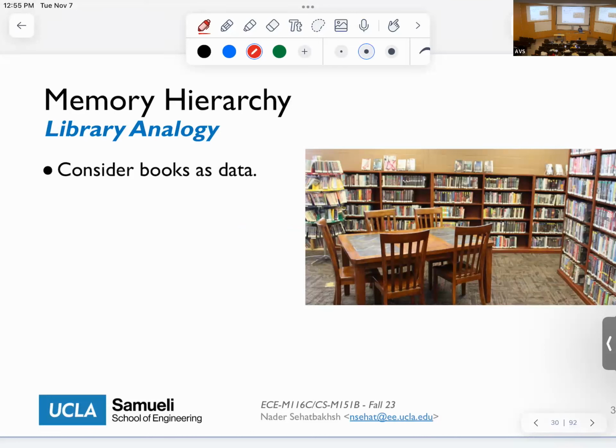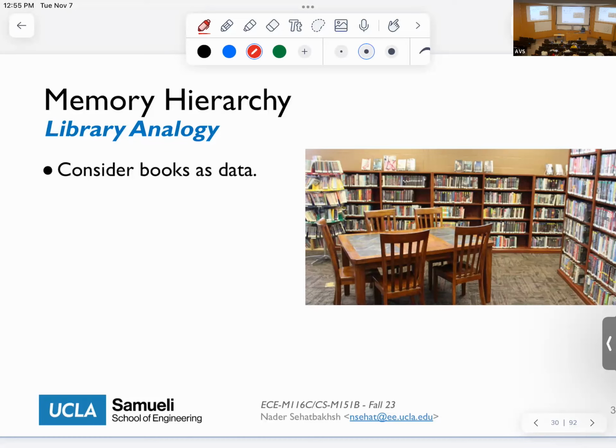The book is also used. So this is the library analogy. I think I gave you this before, but let me repeat this. So consider data as books, okay? All the books in the world is the data that you want, right? And then of course you can store all of these in a public library, right? But accessing a public library is incredibly slow.